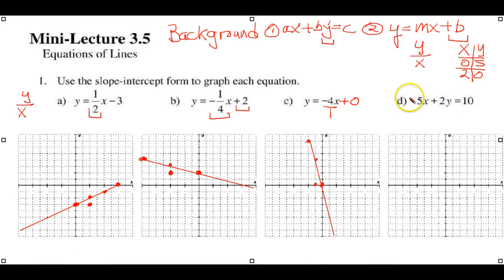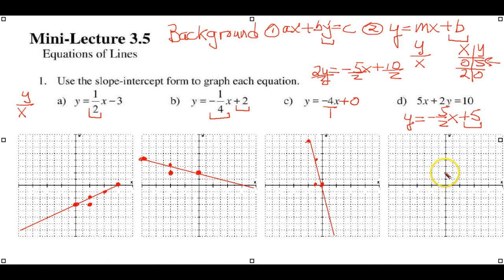But the other way to do it is to solve this equation for Y. So we have 2Y equals, transpose this, a negative 5X plus 10. Now we divide everything by 2. And now we get Y equals a negative 5/2 X plus 5. Now it's in slope-intercept form. We can see our y-intercept is 5, which is what we have here.